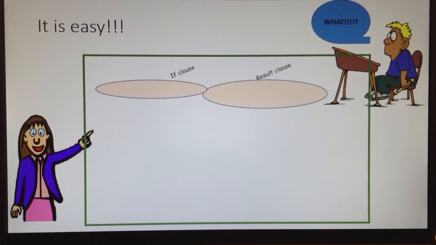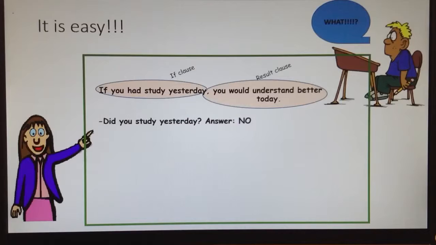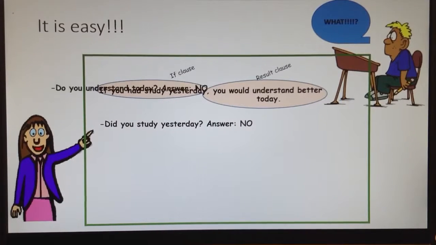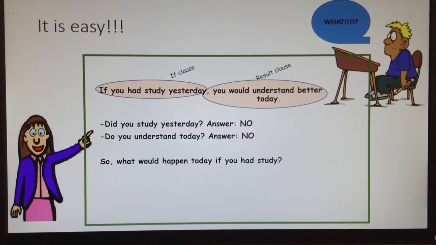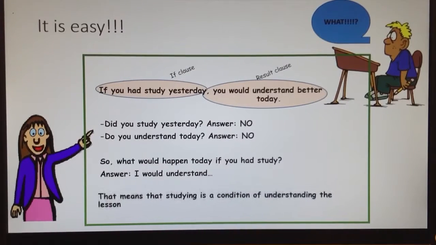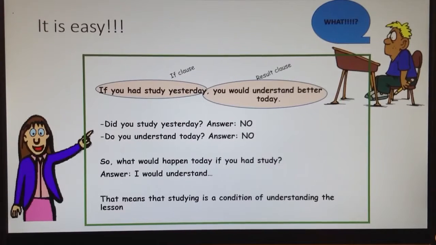What? It's easy. If you had studied yesterday, you would understand better today. In the first part of the sentence, we have an if clause, and the second part is a result clause. So, did you study yesterday? No. And did you understand today? No. And so, what will happen today if you had studied? I would understand. That means that studying is a condition of understanding the lesson. Good.